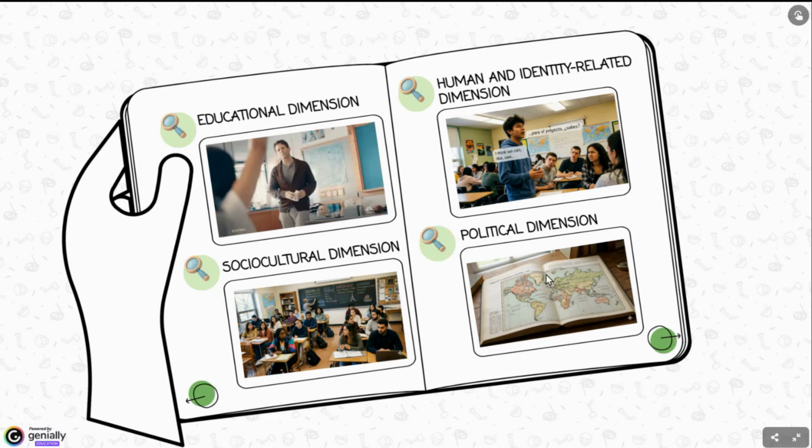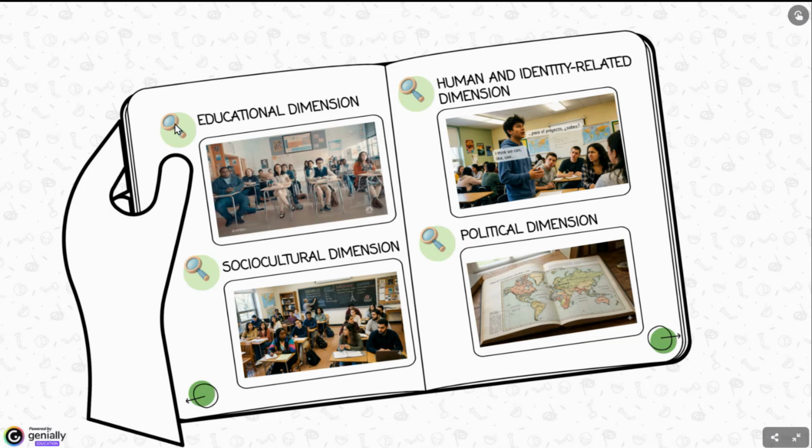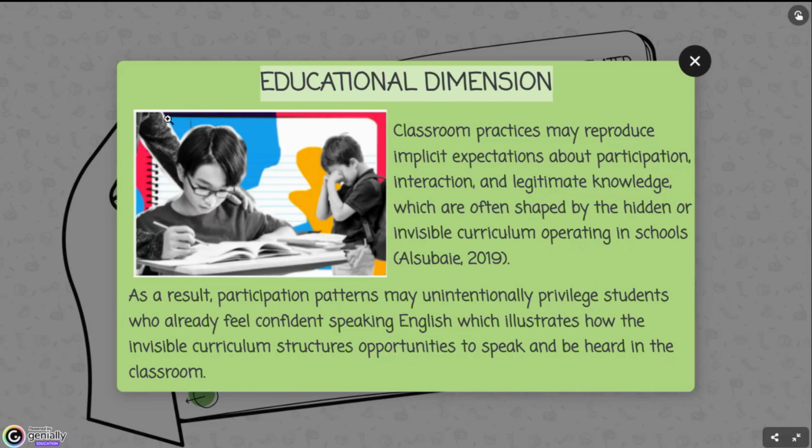From the educational dimension, classroom practices may reproduce implicit norms about who is expected to participate and what counts as legitimate knowledge. In many public schools, primary teachers are responsible for teaching several subjects, including English, even without specific training in language teaching. As a result, participation patterns may unintentionally privilege students who already feel confident speaking English. These dynamics illustrate how the invisible curriculum structures opportunities to speak and be heard in the classroom.